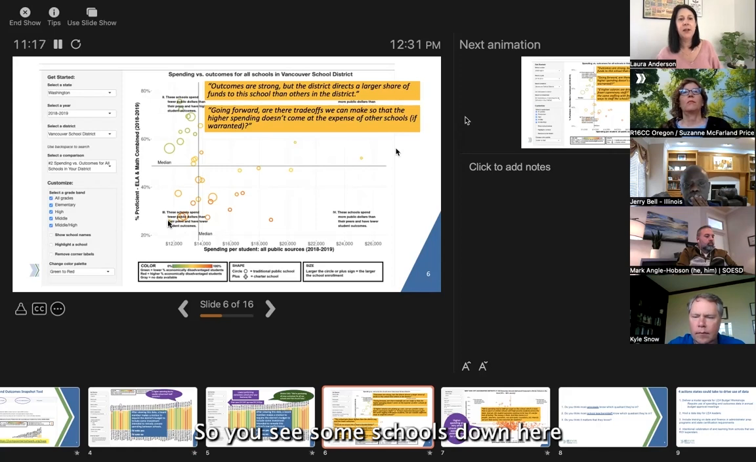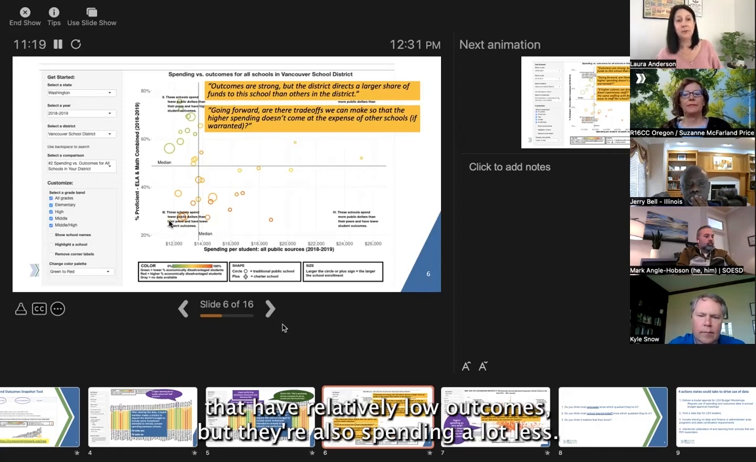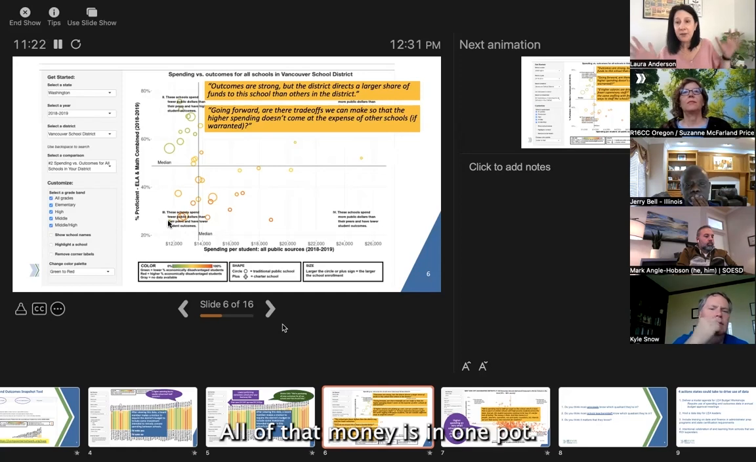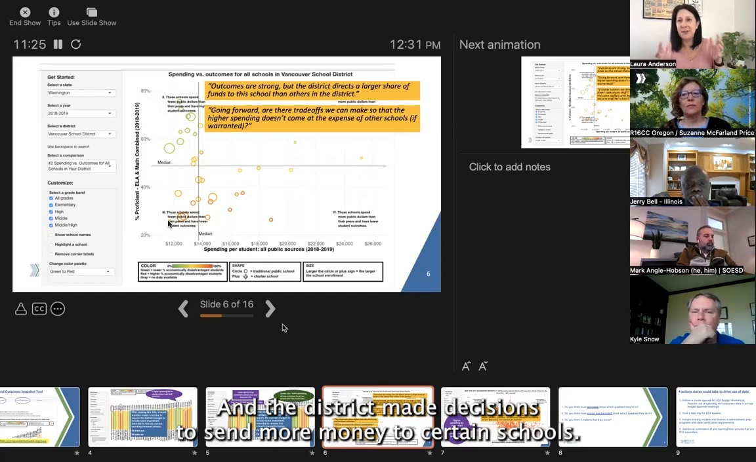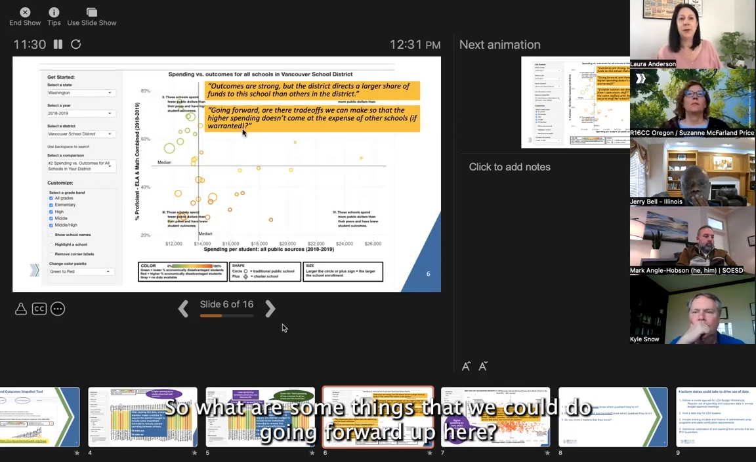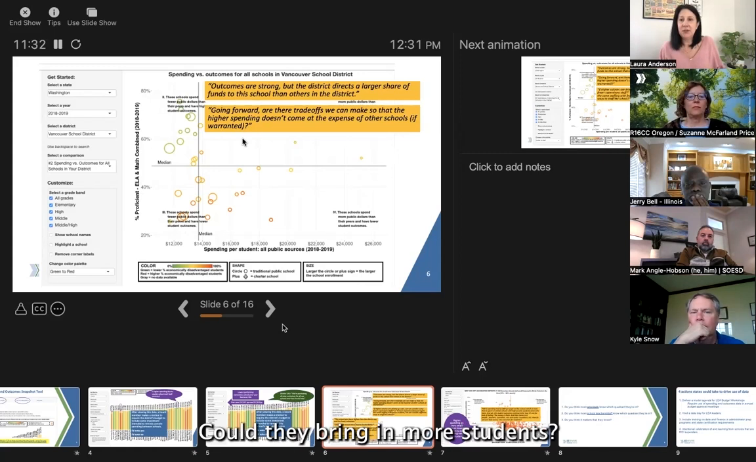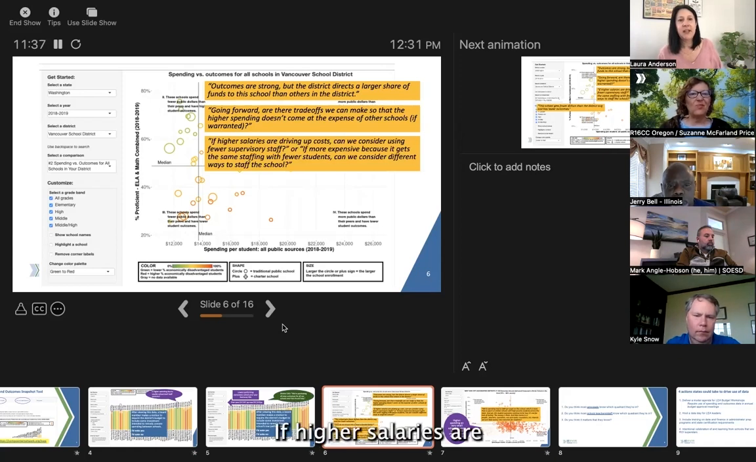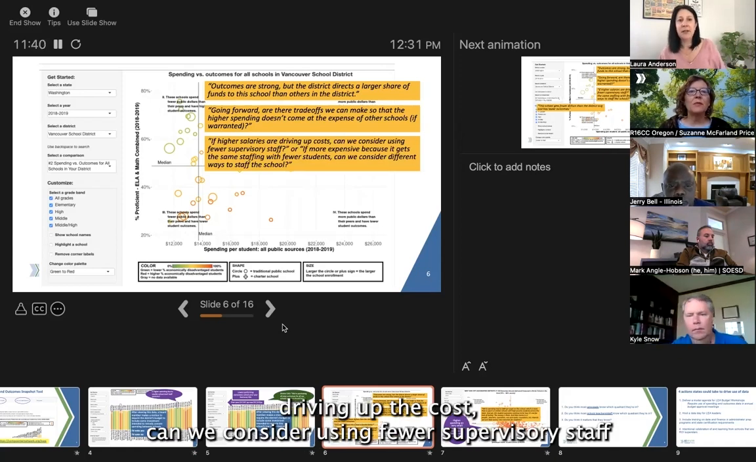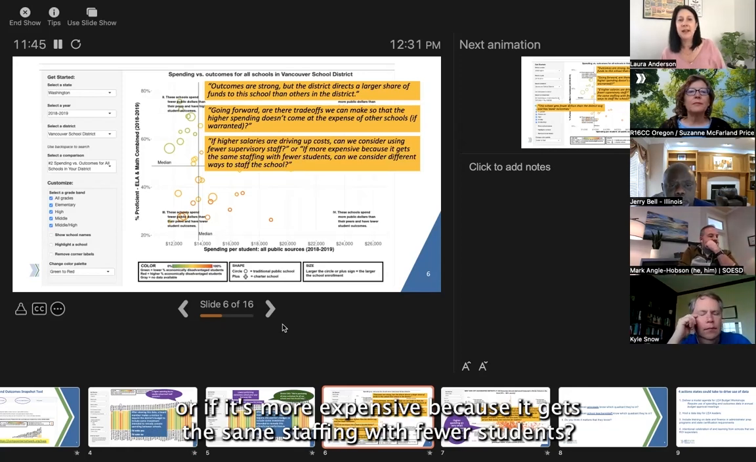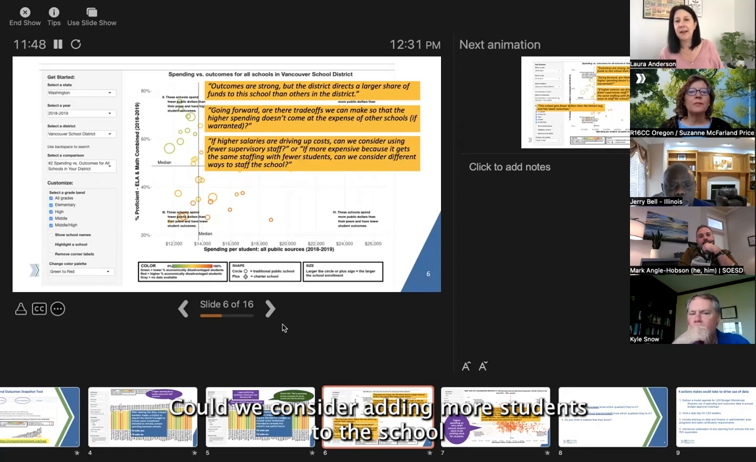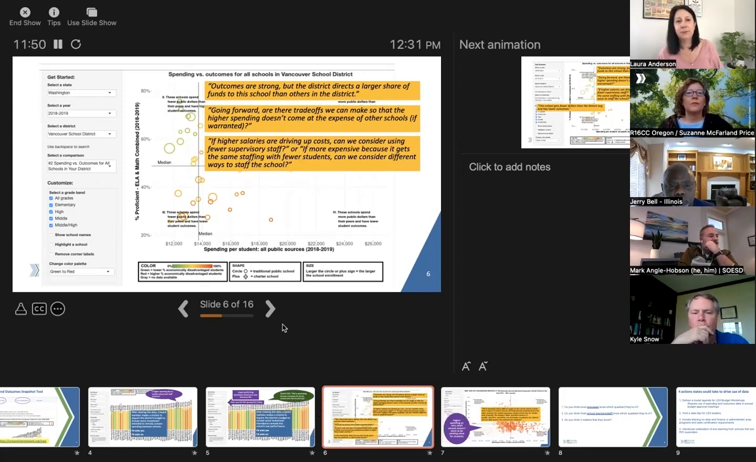So you see some schools down here that have relatively low outcomes, but they're also spending a lot less. All of that money is in one pot, and the district made decisions to send more money to certain schools. So what are some things that we could do going forward? Up here, it's a small school. Could they bring in more students? Is that a possibility? If higher salaries are driving up the cost, can we consider using fewer supervisory staff? Or if it's more expensive because it gets the same staffing with fewer students, could we consider adding more students to the school? Or doing a different mix of staff, for sure.